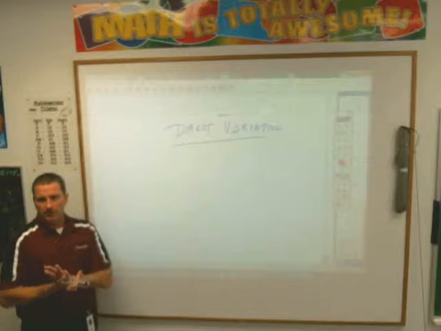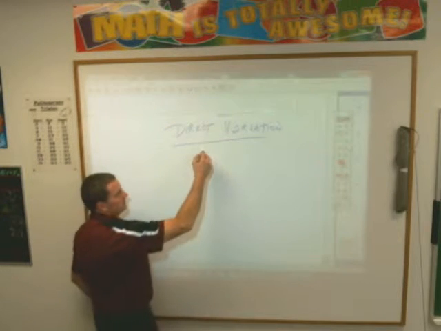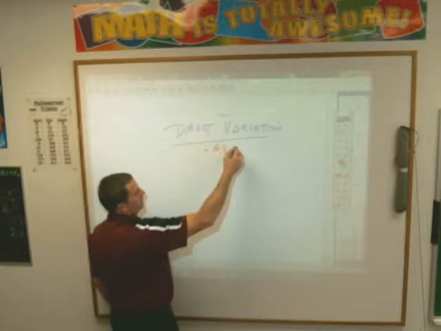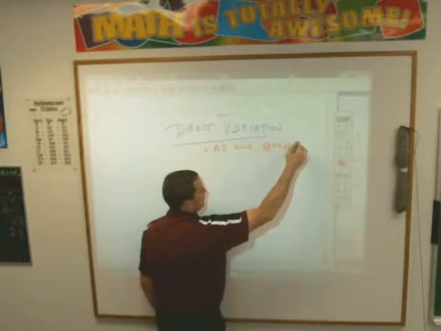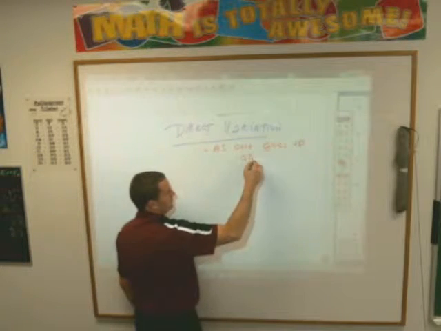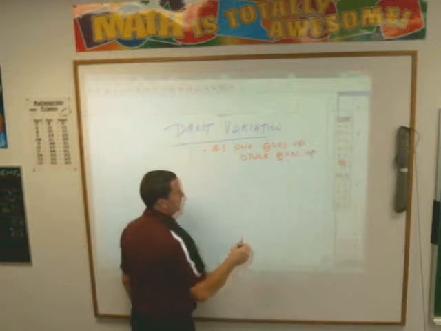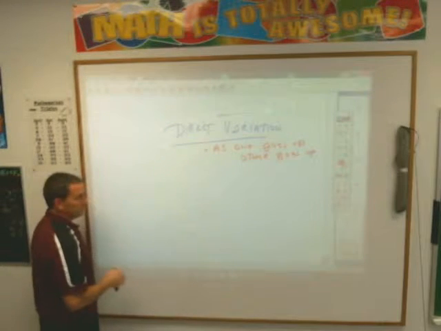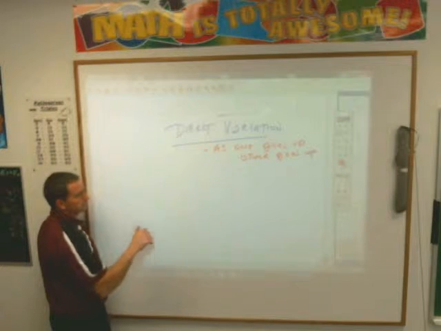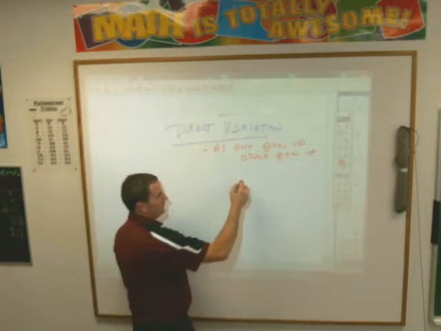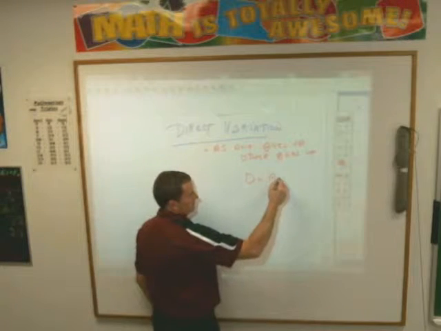If something varies directly, that simply means as one thing goes up, the other thing goes up. As one goes up, the other goes up. Okay? For example, if you looked at the formula, the distance formula, distance equals rate times time.